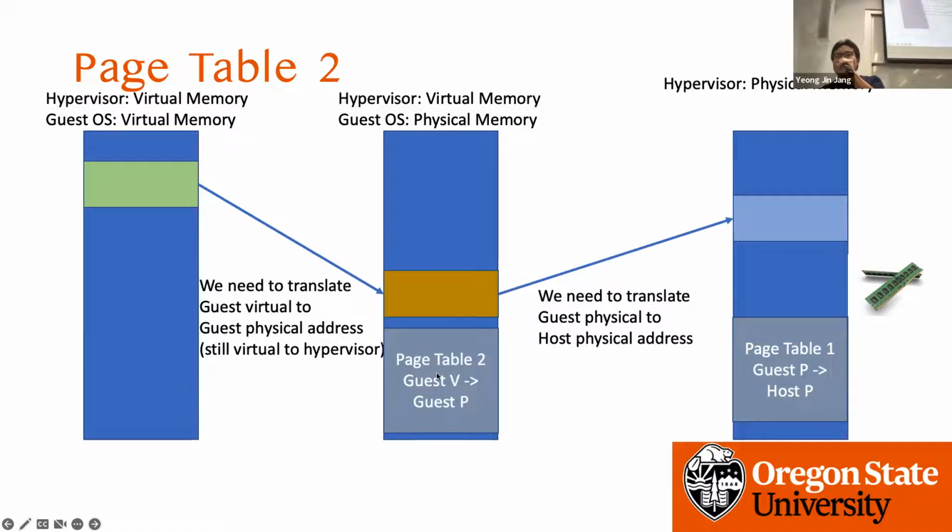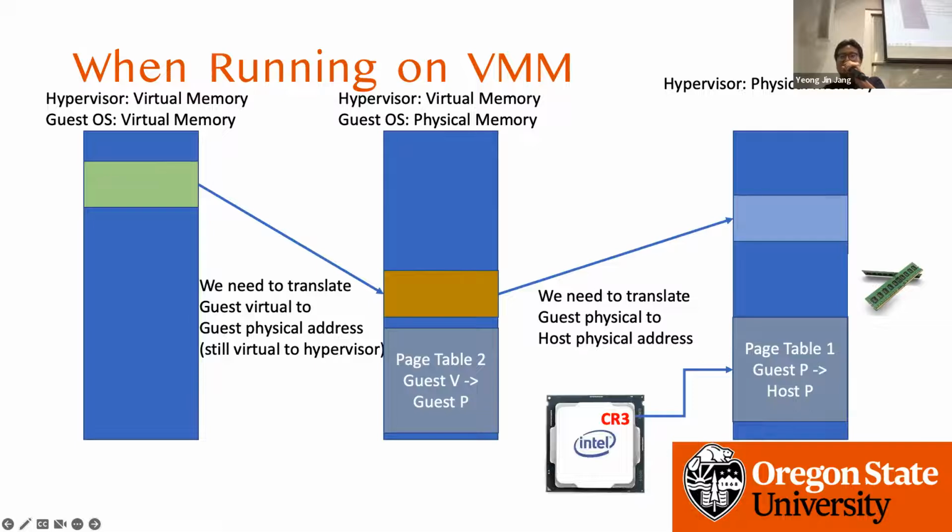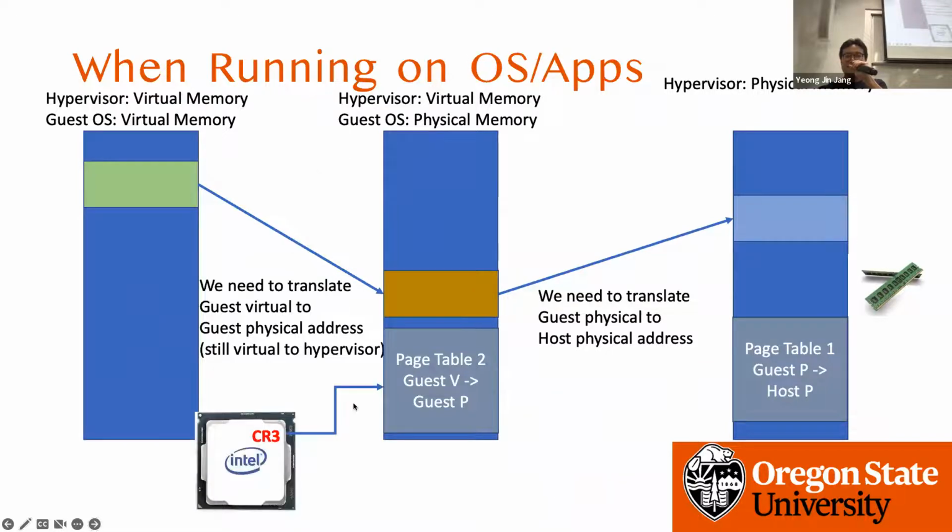Then let's take a look at what happens if we run the hypervisor and an operating system on the bare metal CPU. To have this kind of translation, we need to set the CR3 of the CPU to point to the physical address of this one. Right? This is okay. And then when we run VM enter, our CPU will start running the guest operating system. And to handle this kind of translation, we need to set the CR3 register to this page table.